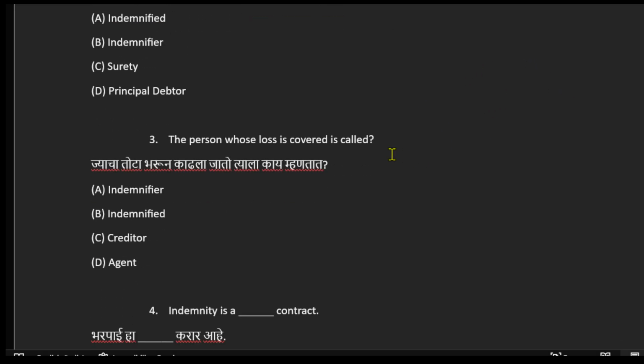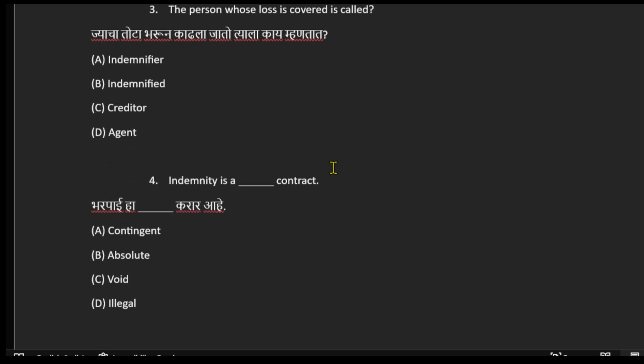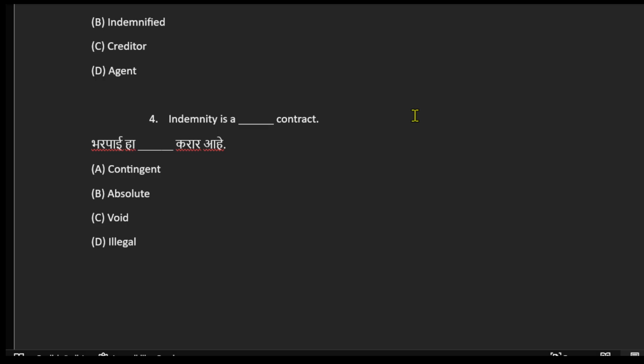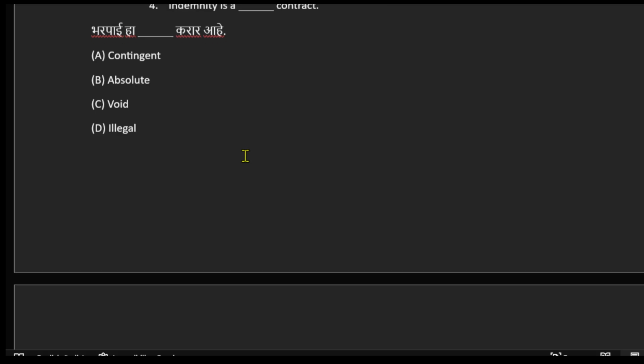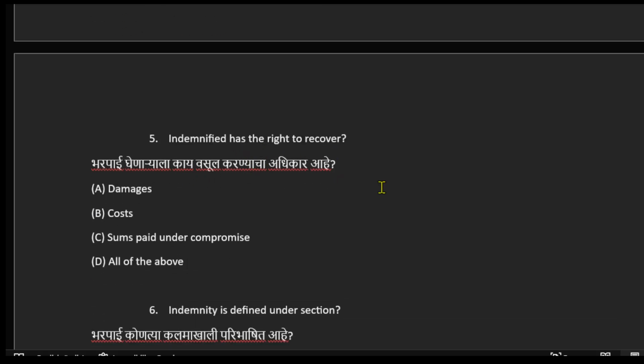Question 3. The person whose loss is covered is called indemnified. Question 4. Indemnity is contingent contract. 5. Indemnified has the right to recover damage caused, sums paid under compromise. All of the above option is correct.